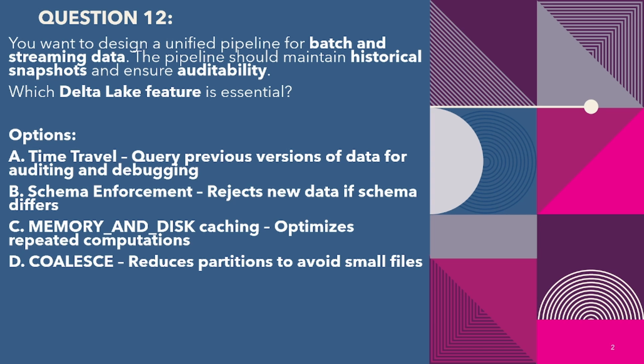Let's look into the 12th question. You want to design a unified pipeline to handle both batch and streaming data while maintaining historical snapshots and auditability. Which Delta Lake feature is essential?